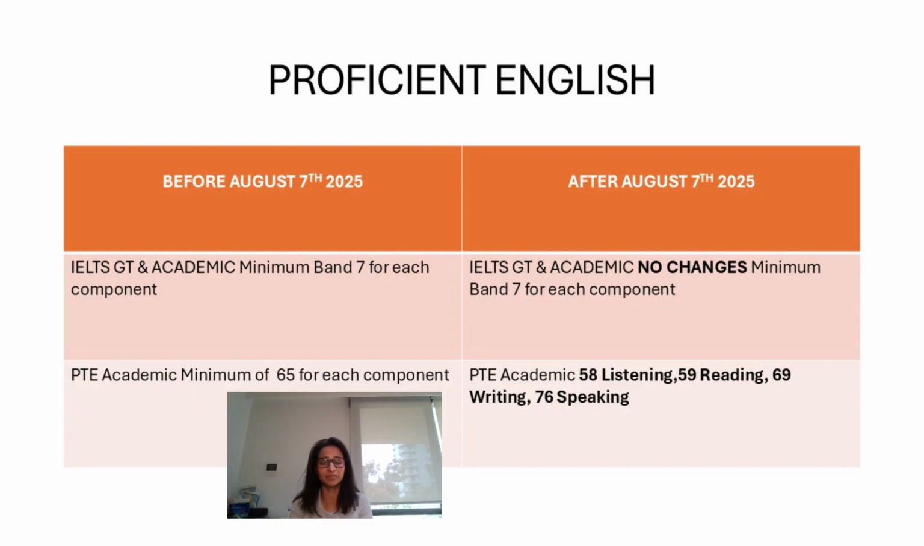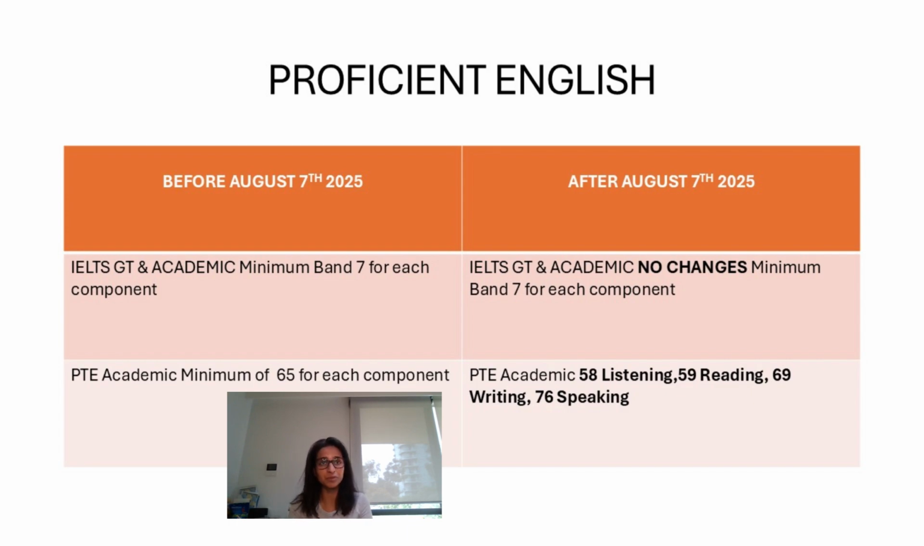All right, let's talk about proficient English. As usual, no changes to IELTS general training or academic. It is a band 7. To say that you are a proficient level of English, you are an IELTS band 7, whether it's general training or academic. No changes. Previously, a PTE academic minimum score of 65 for each component was required, and now that is much lower or higher based on the skill.